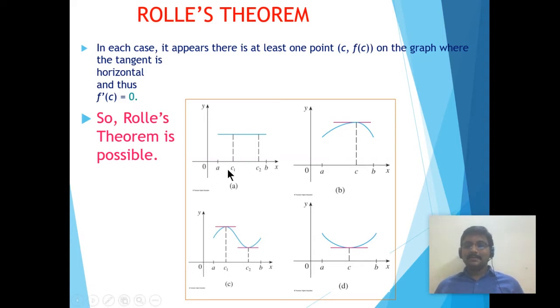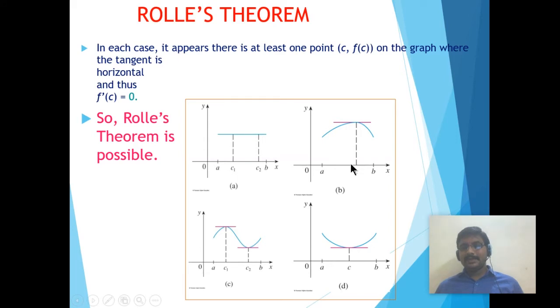So look at this graph A. Here clearly in between a and b there are 2 points, c1 and c2. According to Rolle's theorem, at least one point must exist, but here we have 2 points, c1 and c2. Clearly at these points, f dash of c value is 0. That is, f dash of c1 is 0 and f dash of c2 is 0. So the tangent line is horizontal to the x-axis.